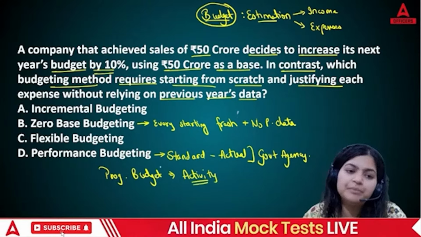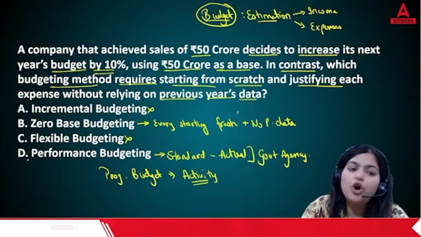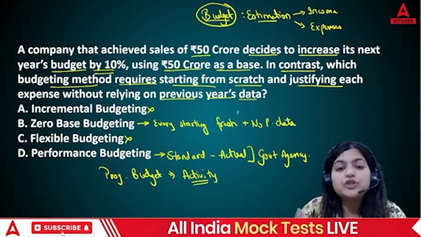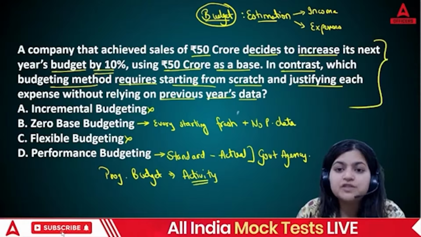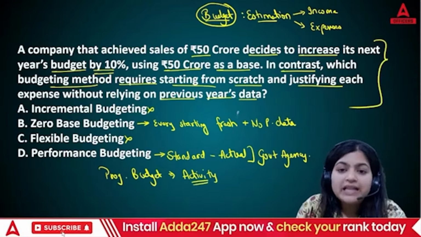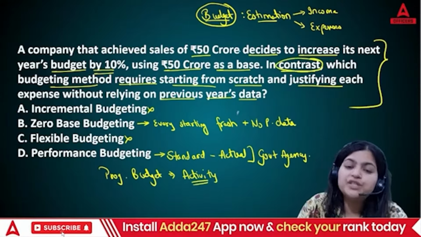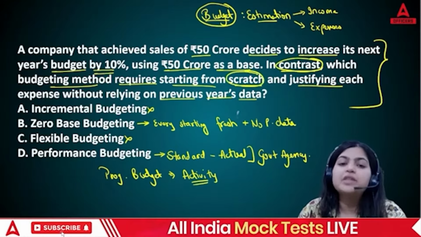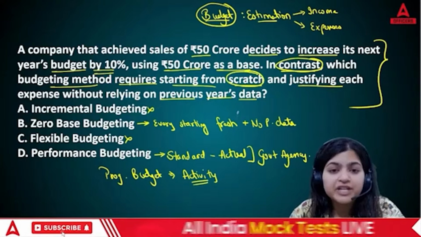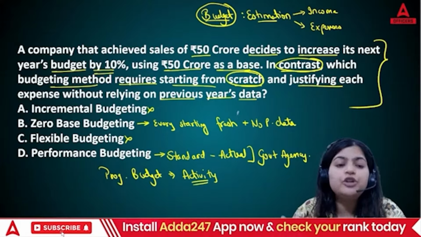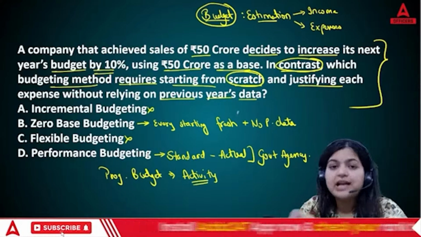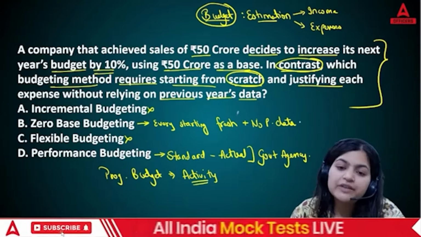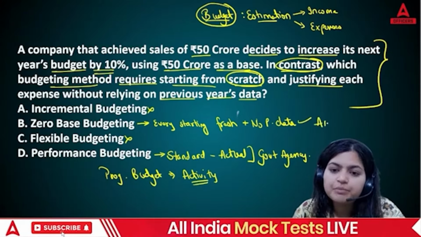So here your right answer is not A or C. You can say B or D as your right answer, but which exactly is this paragraph describing? We are saying that in contrast to the first two lines, now we are starting from scratch every year. Every year you are going to start fresh, and you need to justify your reason why we are selecting this and not this. That is what is given under zero based budgeting. So the right answer is answer B.